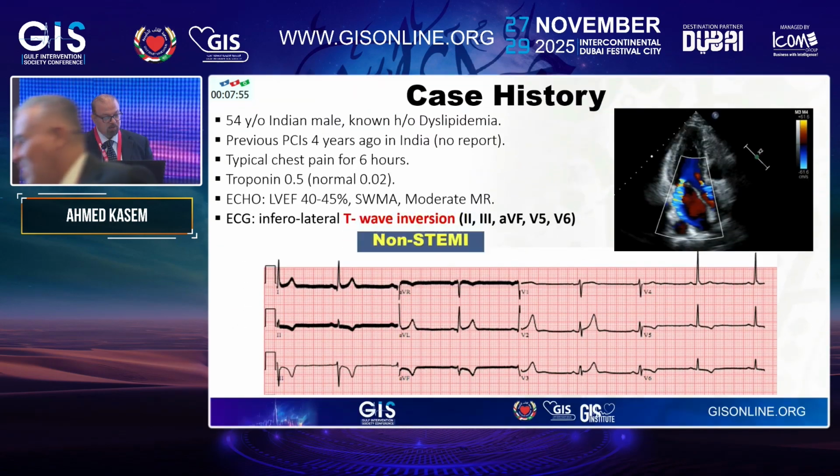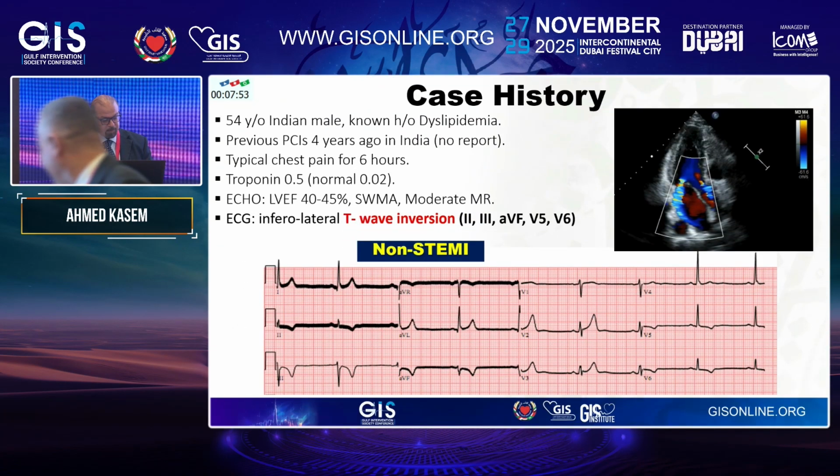My talk today is about a very difficult scenario: when you lose the artery without wire protection. This is a 45-year-old Indian male patient, no history of dyslipidemia, with a previous PCI 4 years ago in India, but no report. He had typical chest pain for 6 hours, troponin 0.5 on presentation, echo LVEF 40% with wall motion abnormalities and moderate MR, and ECG showed infralateral wall T-wave inversion.